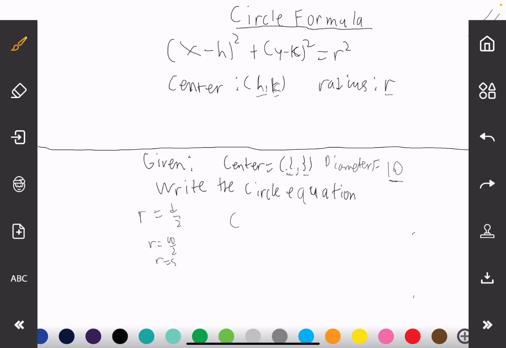So let's start off by writing (x - h)² + (y - k)². We have h is 2, so we have (x - 2)² plus, and k is 3, so (y - 3)². And we know the radius is 5, so it's 5 squared, which equals 25. And that's our answer. Now let's take a look at a few sample problems.